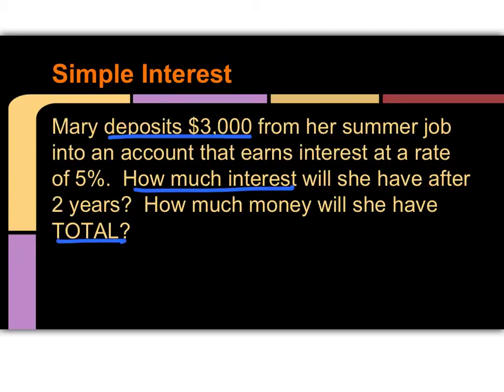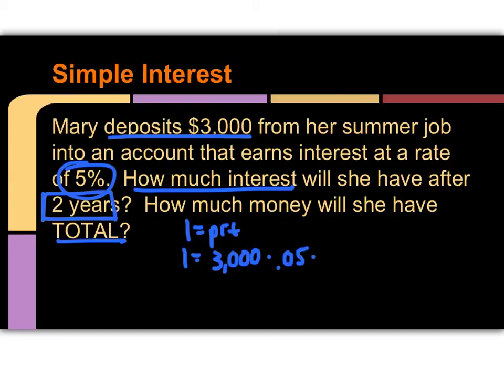So we're still using the same equation. I equals PRT. We're first going to find the interest. The principal is what she started with, which is $3,000, times her rate, which was 5%, which as a decimal is 0.05. And she's going to put it in there for 2 years, so times 2. That means the amount of interest is $300. So that's our first answer.